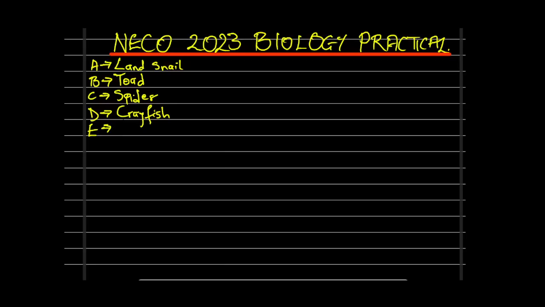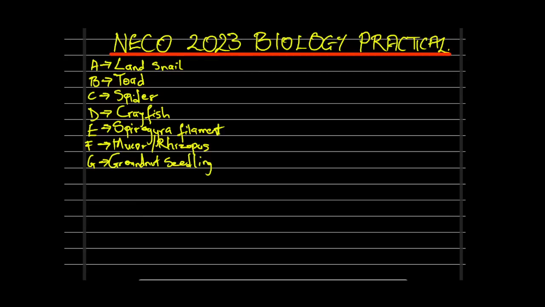While specimen E is spirogyra filament. And our specimen F is the mucor or rhizopus. Then specimen G is groundnut seedling, a seedling of not more than a week old, and specimen H is the maize seedling, also not more than a week old. And then specimen I is the microscope.